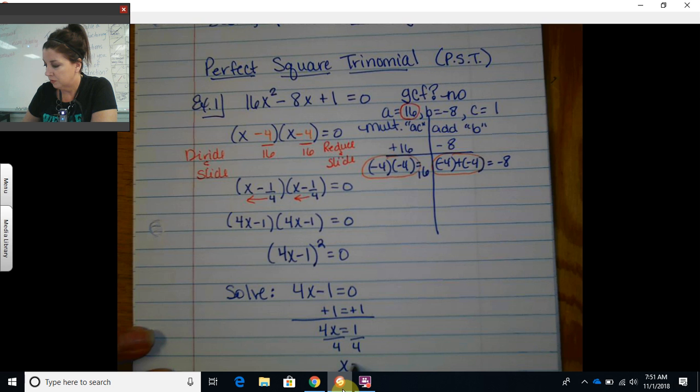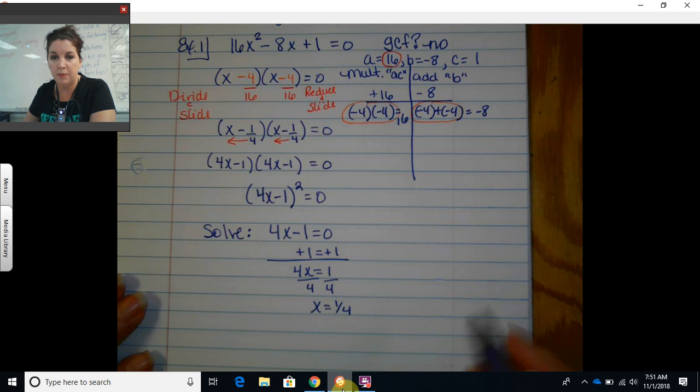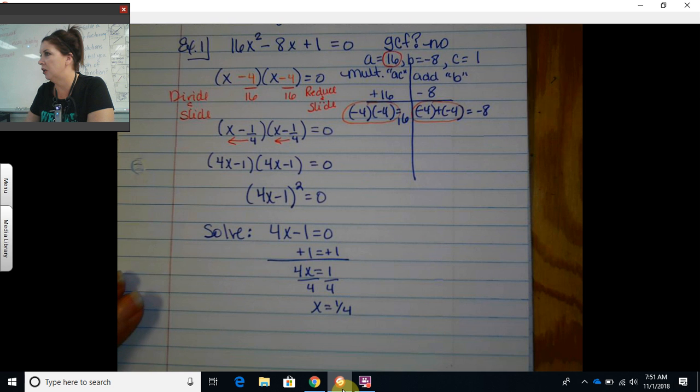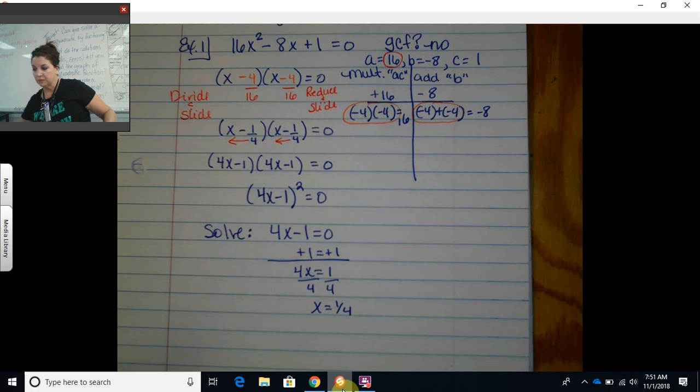So my solution, my root, my 0, remember solutions are called roots, they're called zeros, is 1/4. Remember what we talked about last class, your solution tells you where your graph is going to cross the x-axis. It's your x-intercept. When we start graphing, that's a really important point on our graph.